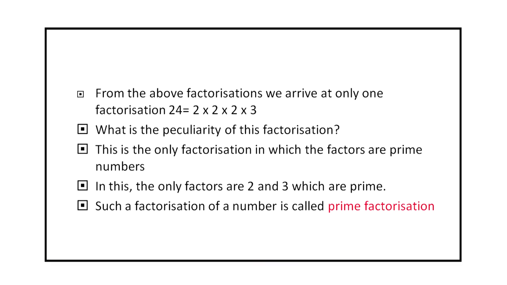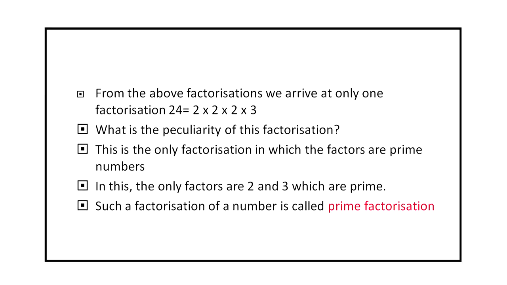Now, how do we link this with the prime number? From the above factorizations, we arrive at only one factorization. That is, we are taking into account only this factorization. 24 equals 2 into 2 into 2 into 3. I am not taking any of the rest factorizations for one particular reason. What will be the peculiarity of this factorization? Are you able to find something peculiar about this factorization?